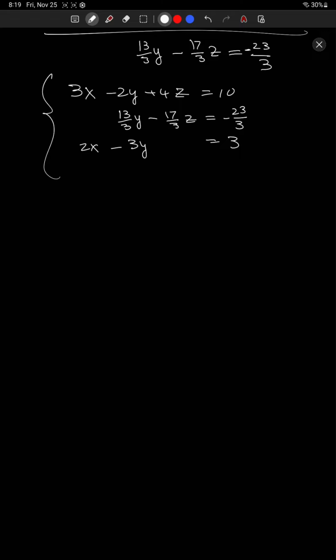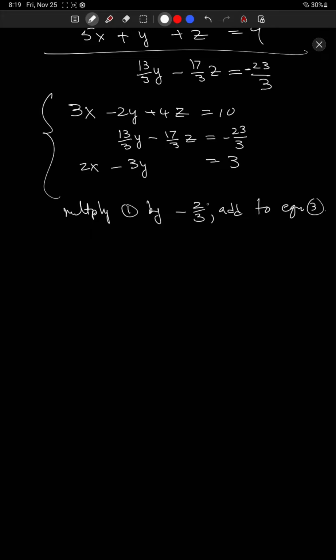Okay, so if you were to do it, this would be multiply equation 1 by minus 2/3 add to equation 3. All right, why minus 2/3? Because the 3 in the denominator cancels with the 3 in the numerator, and the minus 2 allows me to have a minus 2x, so it cancels with the 2x. All right, and let's see that this works.